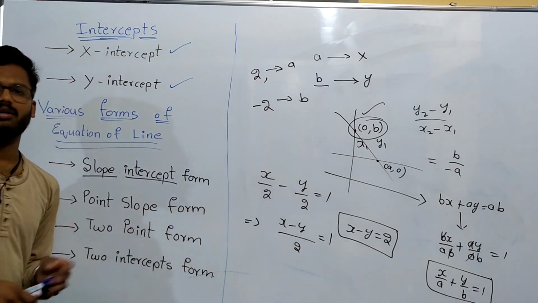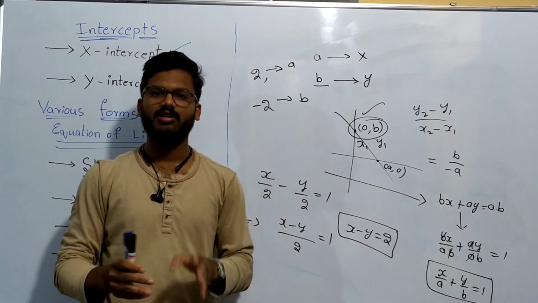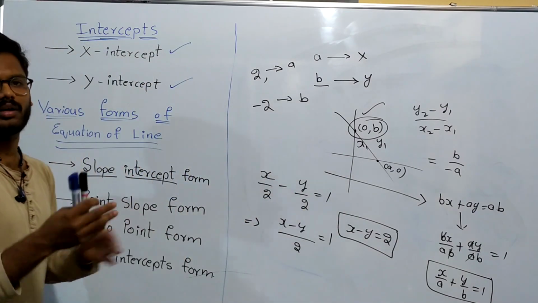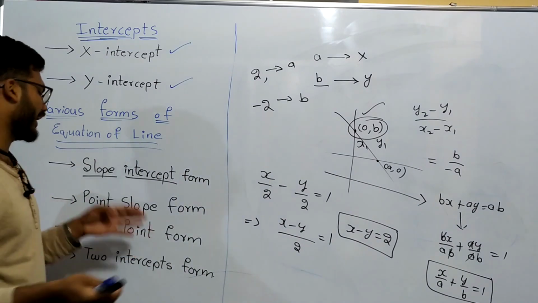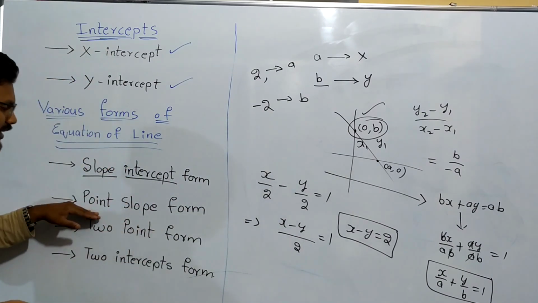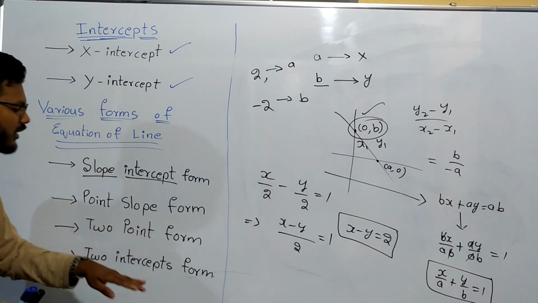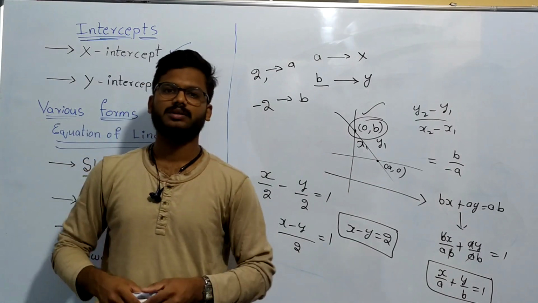This is how we have to find the equation of line in different ways, depending on the combinations we know. Like first one, slope and y intercept. Next, one point and slope. Next, when we know 2 points, and last one when we know two intercepts.